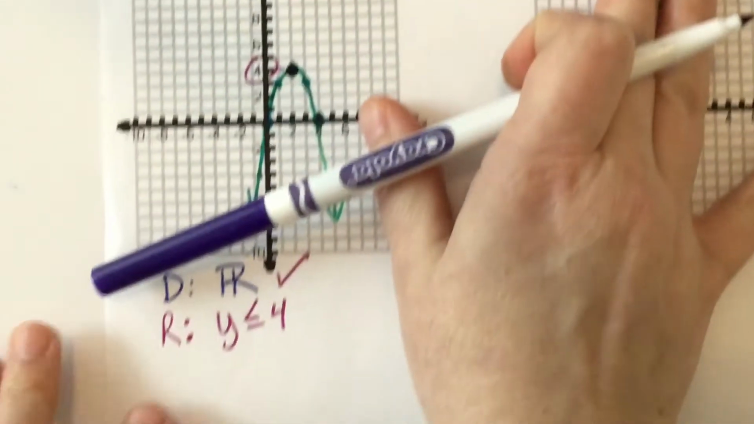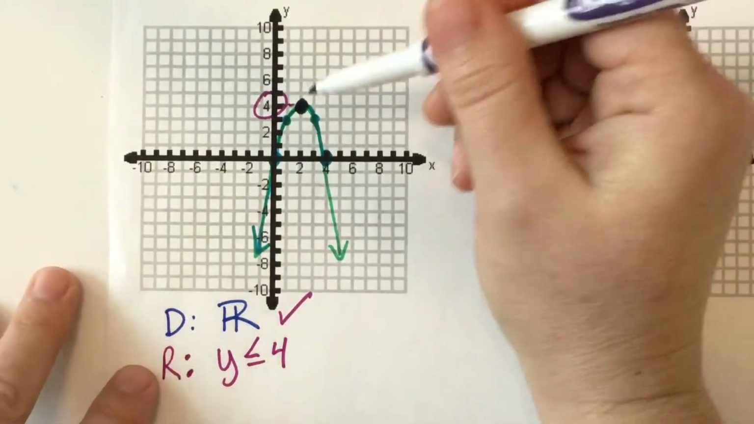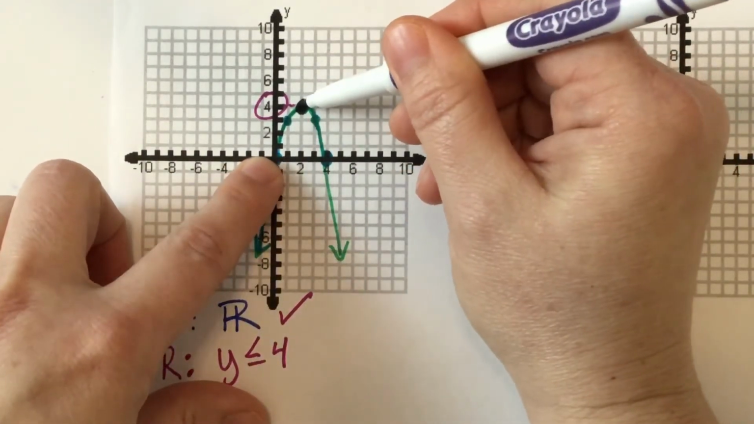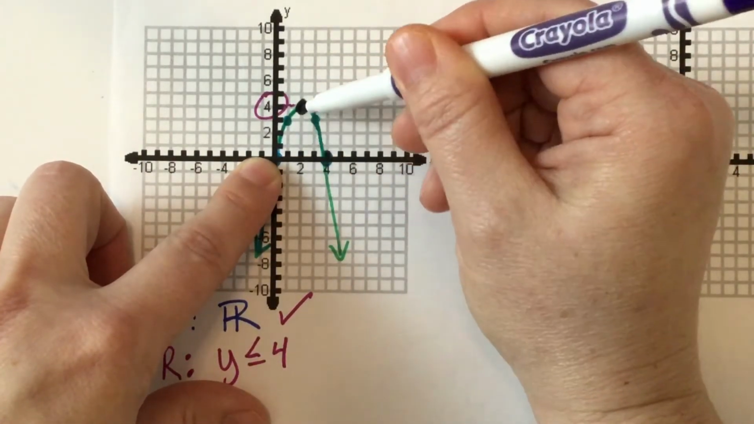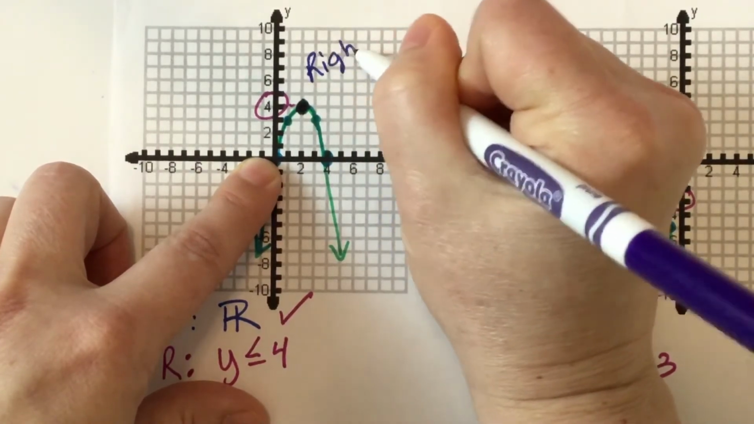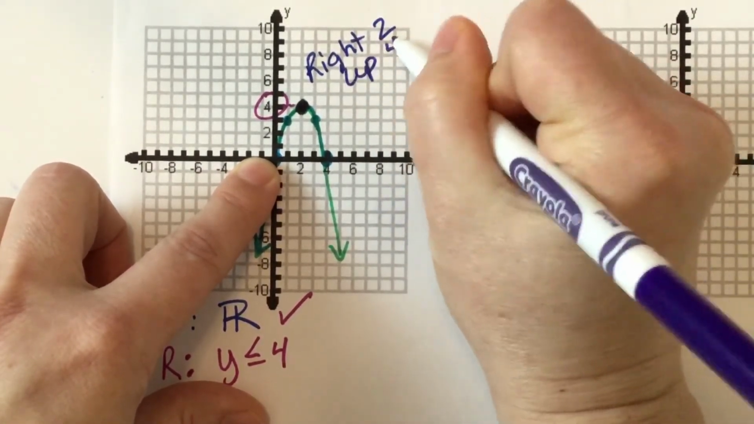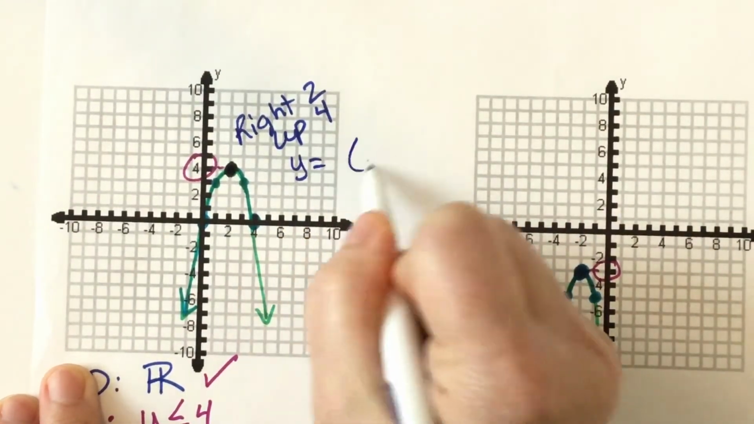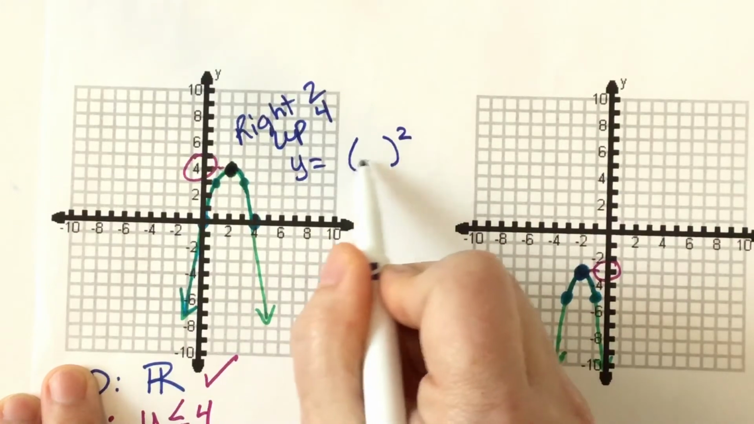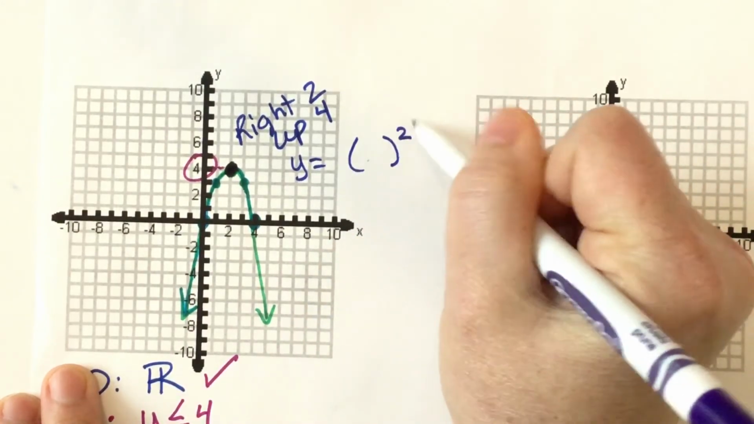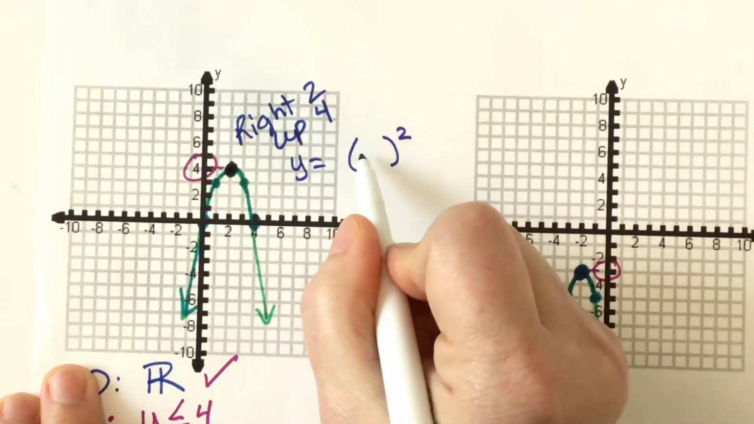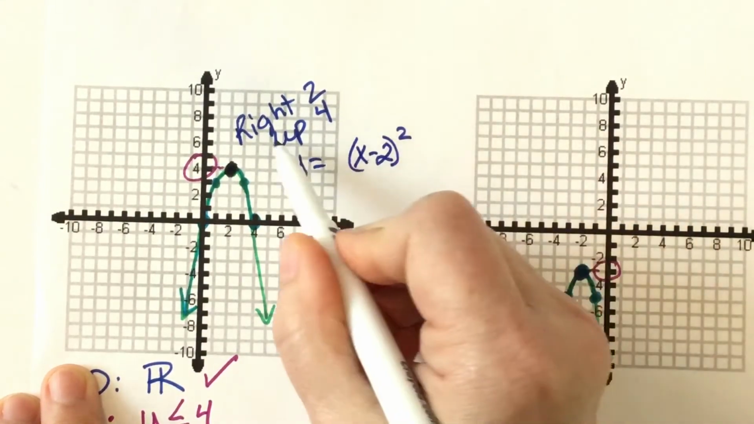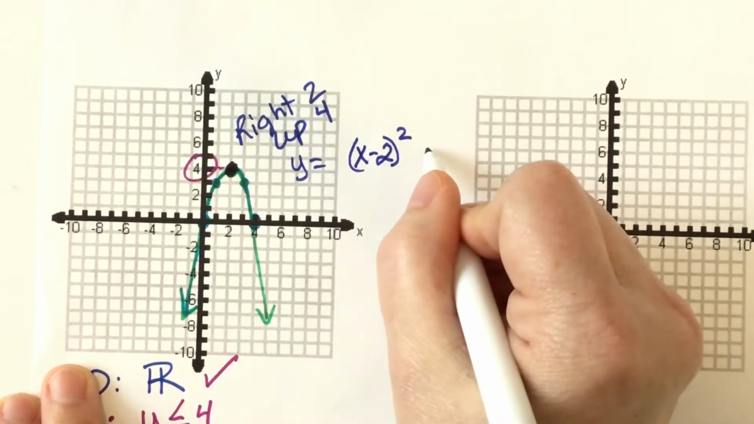Okay, let's look at this one. So first I want to know, how did the vertex get here when normally it's at 0, 0? So to get the vertex here, we have to go right 2 and up 4. Okay, so anytime a graph goes left or right, then that information goes in the parentheses. Don't forget about the squared on the outside. So to make it go right 2, what do you think you'd put inside? X minus 2. And to make it go up 4, what will you put in the back?